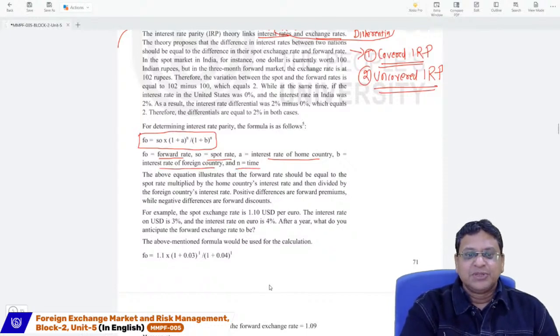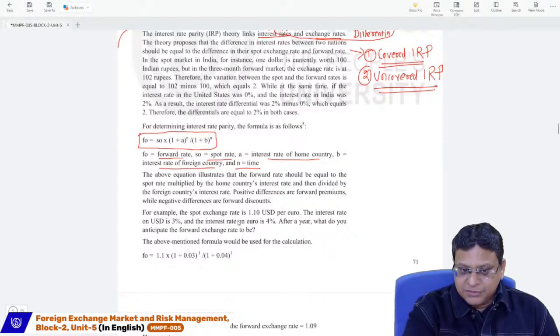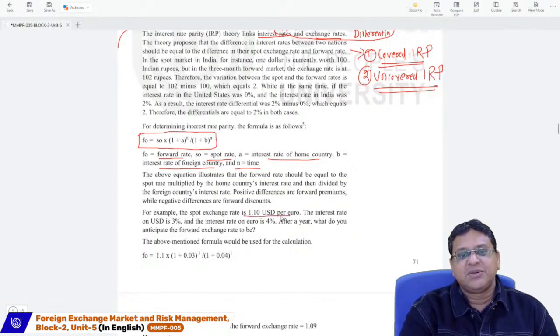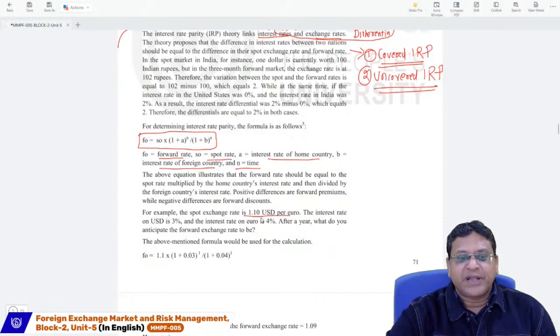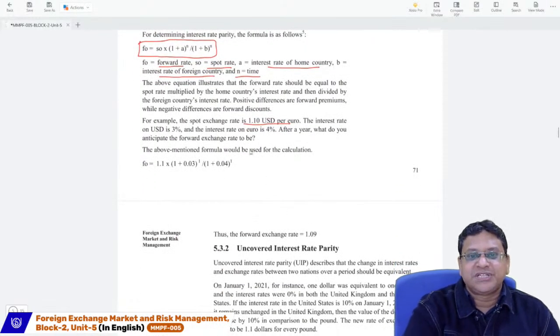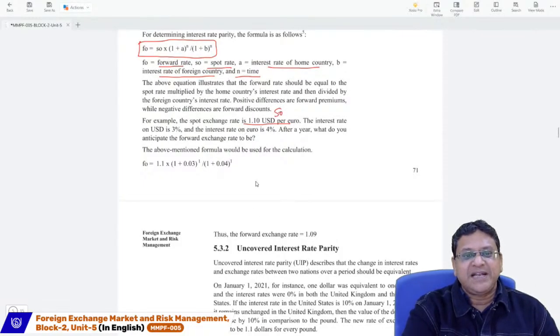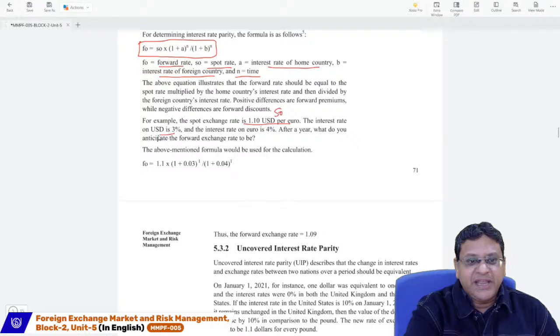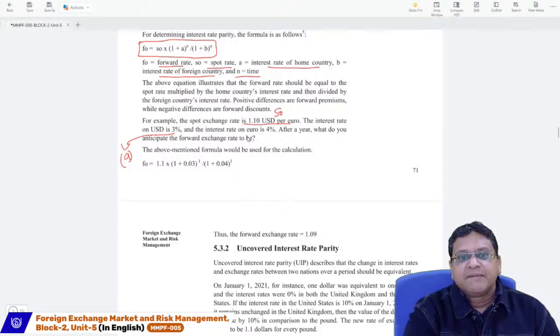Let's take an example. The spot rate between US dollar and Euro is 1.10 US dollar per euro. So this is the spot rate. S0 is given: S0 is equal to 1.10. The interest rate in US is 3%. That is, A is given: A is 3%. The interest rate in Eurozone is 4%. That is, B is given: B is equal to 4%.